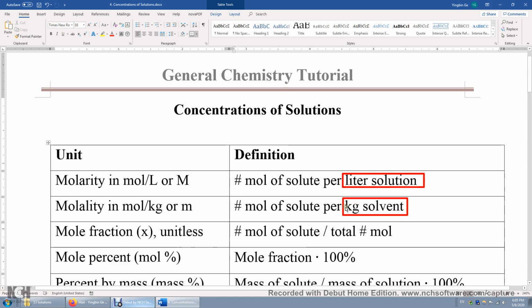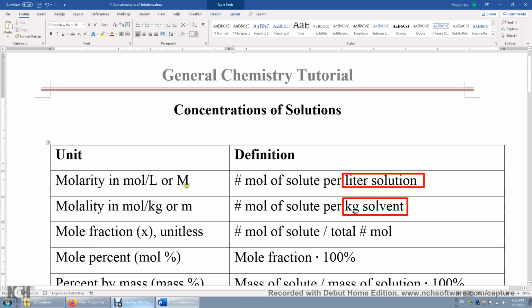All right. Fortunately, molality does not change with temperature, and this is accurate. The mass of the solvent never changes with temperature. So you just need to weigh the solvent carefully. You need to compute the number of moles of solute carefully, and then you will get this molality accurately. It does not change with temperature.